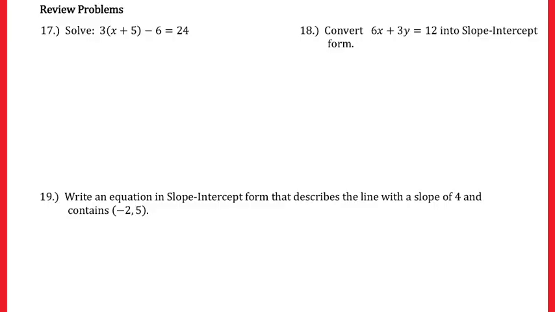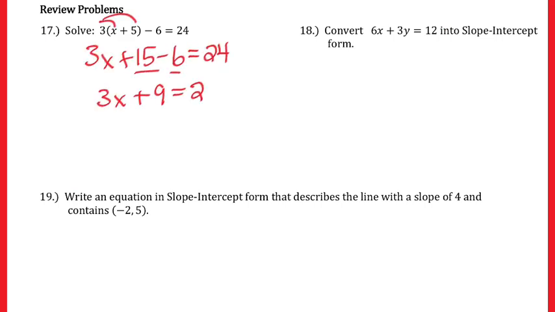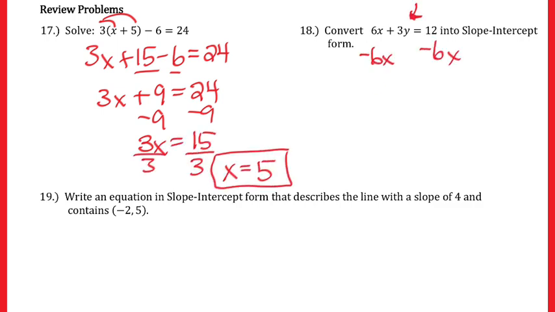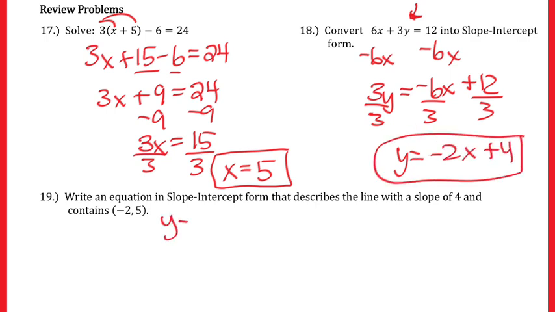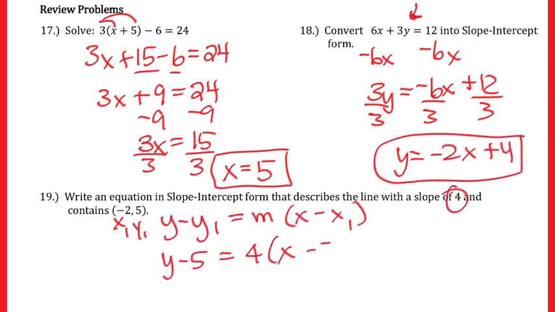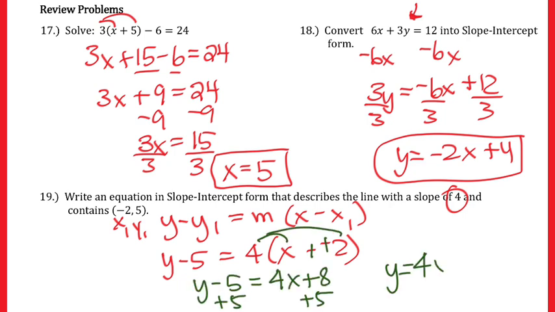The last 3 questions on this test are going to be review. 17 is solving for a variable, reminding ourselves how to do PEMDAS before we do SADMAP. And 18 was solving for y to get the slope-intercept form. And then 19, reminding us how to use the point-slope form if I have a point and a slope to solve for y and get our y equals mx plus b.